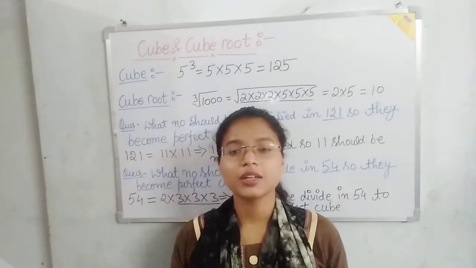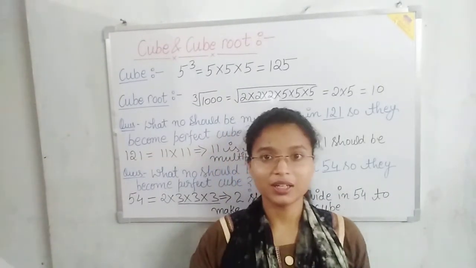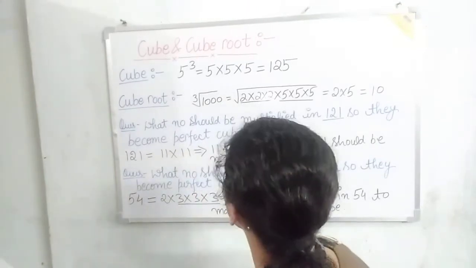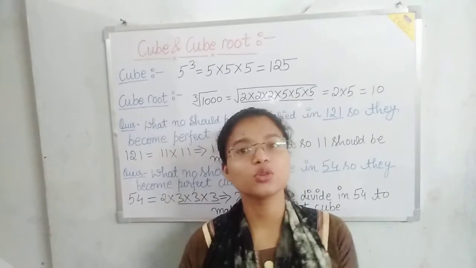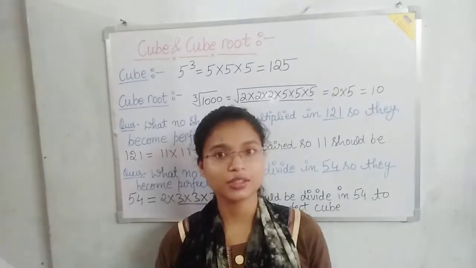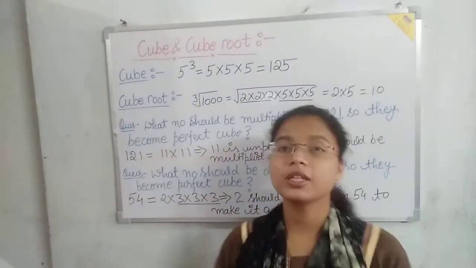In chapter 3, the next topic is cube and cube root. Now, what is cube? Square means the power of 2 and cube means the power of 3. Okay, simple. Now, what will be the cube of 5?